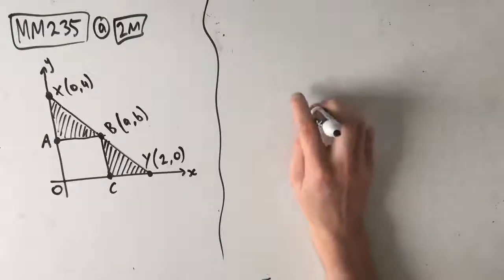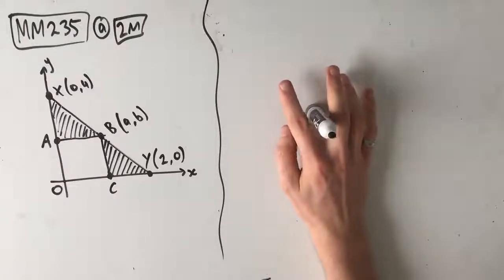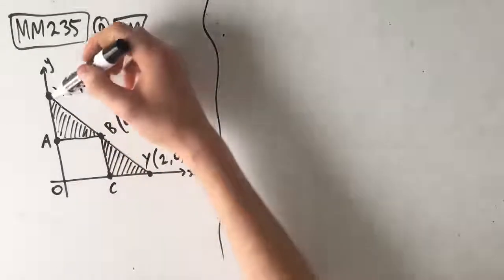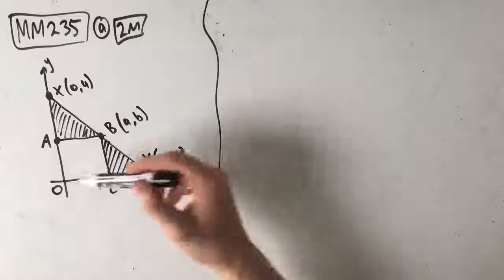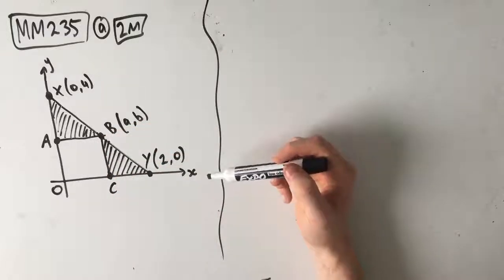Hey guys, welcome to question MM235 of the Maths Methods Fortify study guide. Now we've got this line XY, so XY down this way, and it encloses a rectangle OABC, so this rectangle here, as shown in the diagram below.